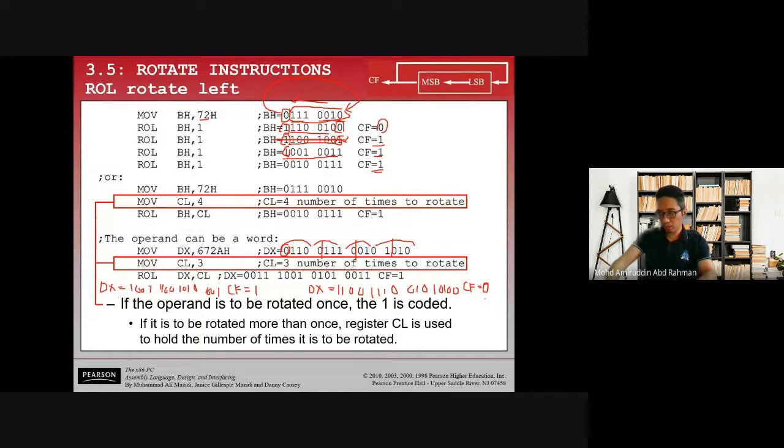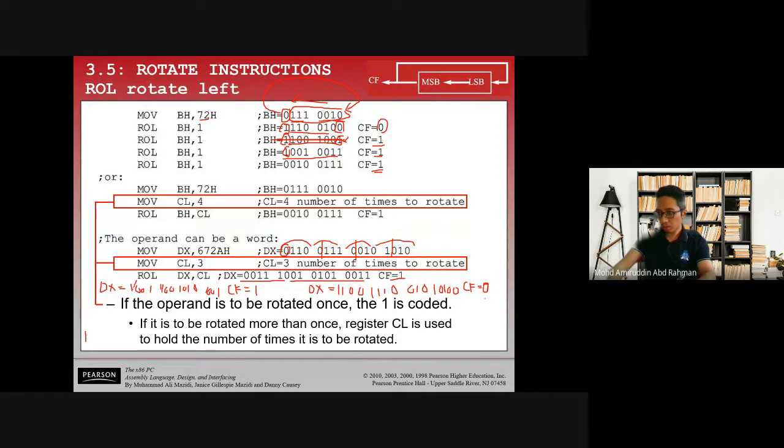The last one is, of course, this one. We will get this one. So you see here, we have one over here, of course, the CF is one. And then this is shifted to the right. So we have one.